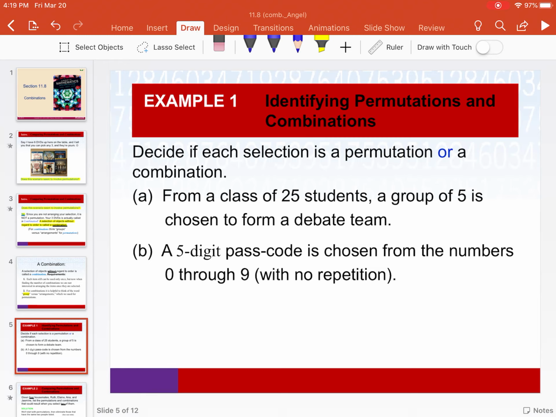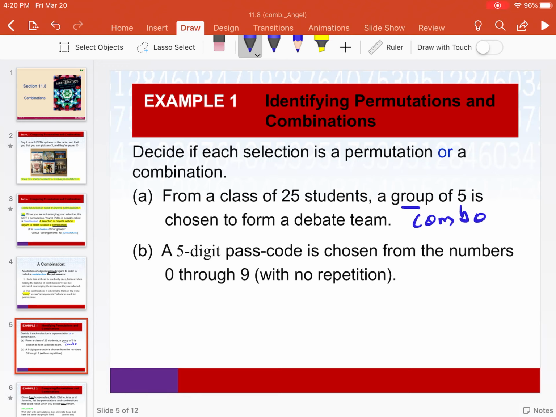Well, I hope you said combination, because you're not arranging them. You're not picking one for the president. It's just a group. Here you go. Group of 5 chosen for a team. Okay? Committees and teams often involve combinations unless there's a clear distinction in the problem that involves an arrangement or an ordering of some kind.